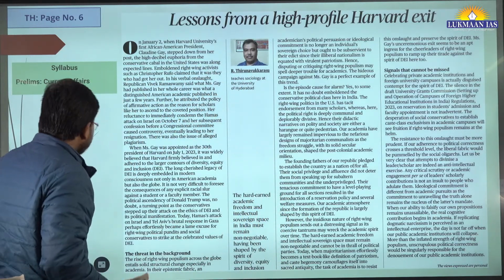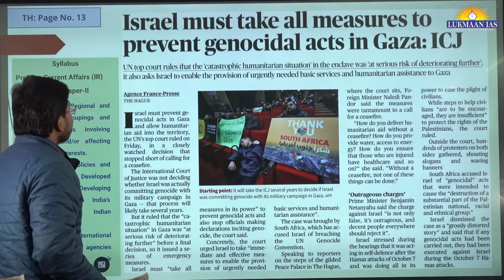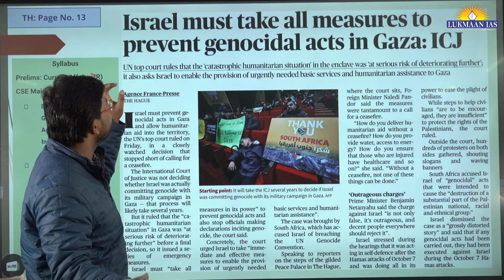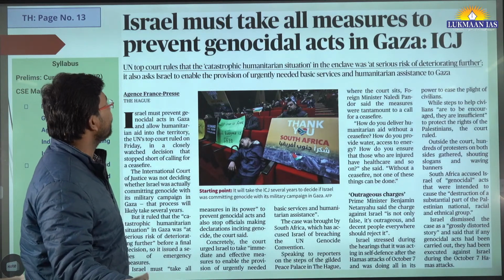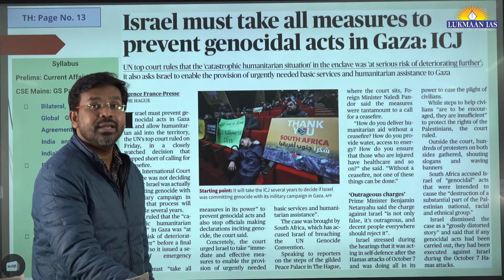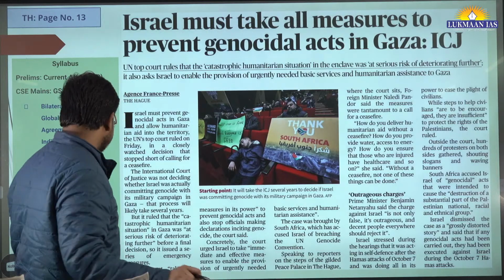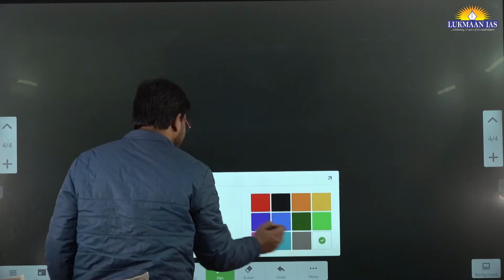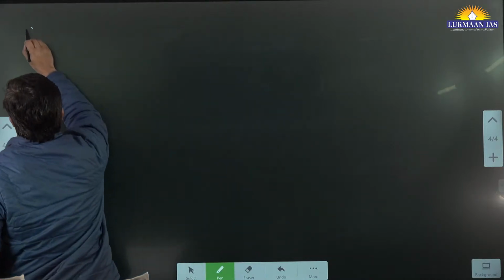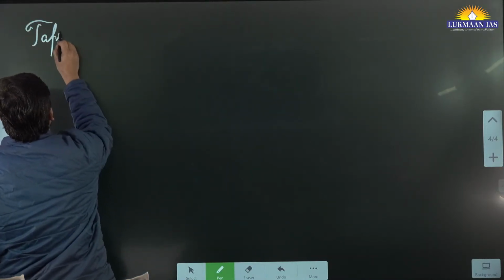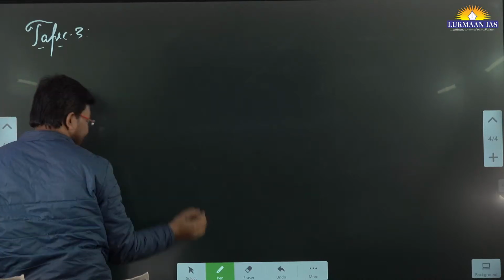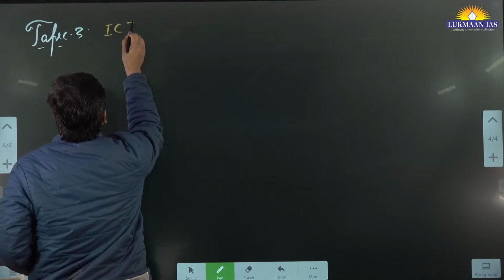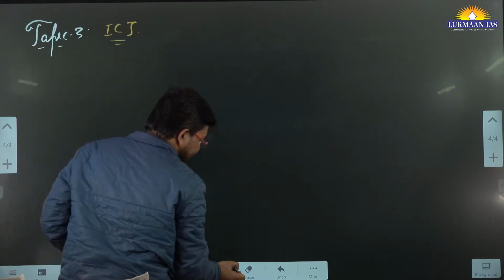Now with this, let us move to another article. This article is from a very important topic. It says Israel must take all measures to prevent genocidal acts in Gaza. It was said by the International Court of Justice. So let us talk about this particular topic. This is topic number 3. In this topic, we are going to talk about the rulings given by the International Court of Justice. I'm just writing ICJ so that you can understand.